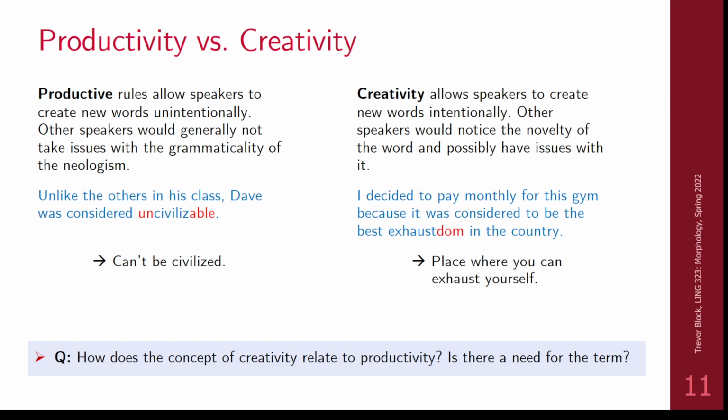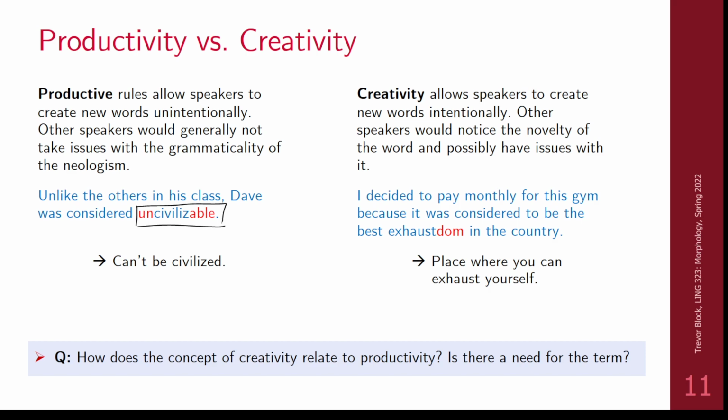Now, there used to be this concern or this difference about productivity and creativity. So productivity would be about how speakers create new words unintentionally. So the idea is the users are just speaking and they need to express some meaning, so they pull stuff out of their heads and create new words. So like, unlike the others in his class, Dave was considered uncivilizable. So maybe I want to have that meaning like, oh, he can't be tamed in a classroom. I don't know the form, so I think, oh, to be civilized. And I know that un is not, so I can say he's uncivilized, but he can't be made to be civilized, so I say uncivilizable.